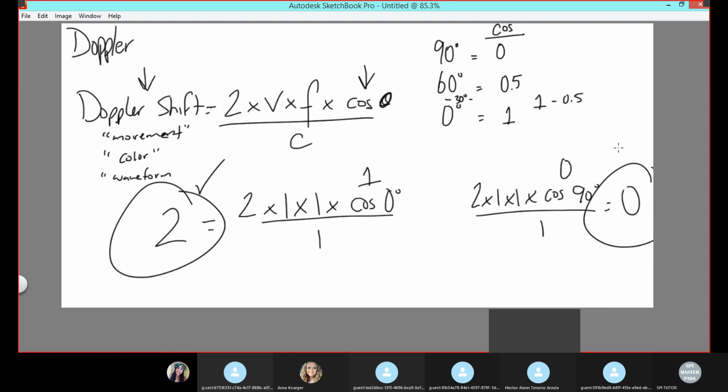So remember those three angles and the associated cosine values. They will make a difference. Anytime you have a question where the angle goes up and the angle goes down, you start doing little arrows to show you the relationship. The other takeaway is that your Doppler shift is your color. Your Doppler shift is your waveform. When we get to aliasing, that will come back a bit more.